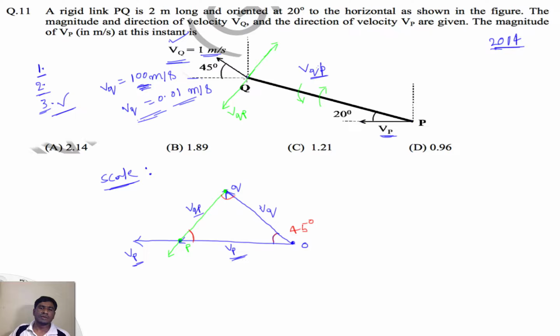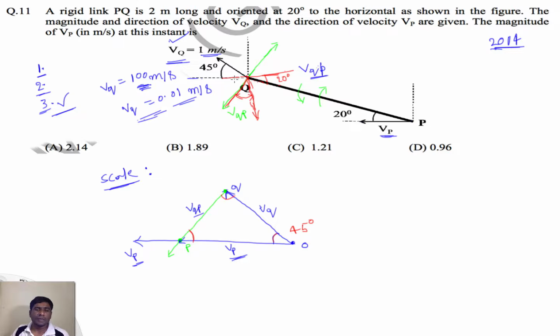This angle means nothing but how much angle this is making with the horizontal. For example, this is perpendicular to this link. This is perpendicular to the link, but the link is already making an angle of 20 degrees here. So if the link is horizontal, then this velocity vector QP could have been like this in this direction, but because of this 20 degrees rotation, this is also oriented 20 degrees.